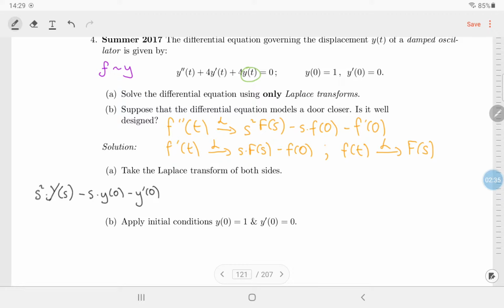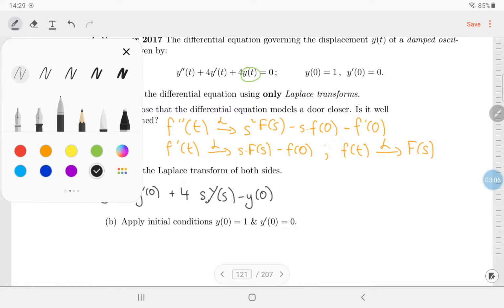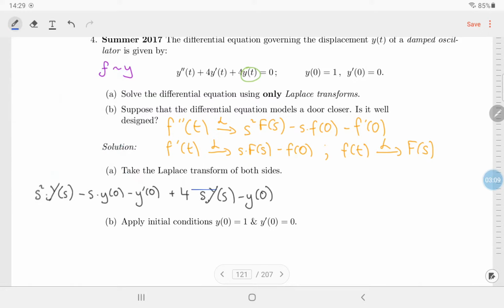Now the next thing is something that catches people out. So people will write, they'll fix the 4, which is fine, and then they'll send the first derivative, and they'll get s times big Y of s minus y of 0. And as written, that's incorrect, because as written, there's BODMAS, so you do multiplication before subtraction. So you'd multiply the 4 by the s Y of s and then take away y of 0, but actually it shouldn't be like that. So it's very, very, very important that you put this bracket there like that, because it should be 4 times the Laplace transform of the derivative.